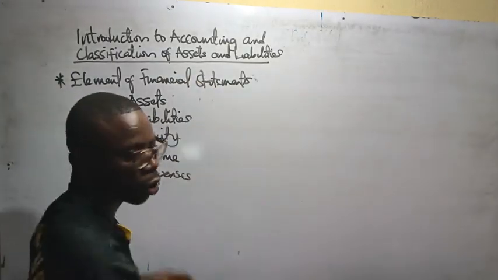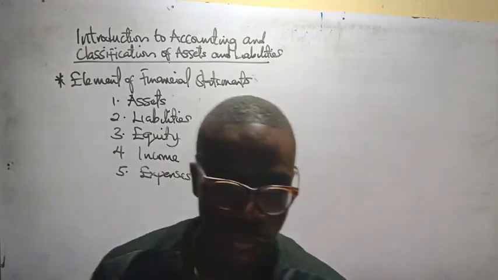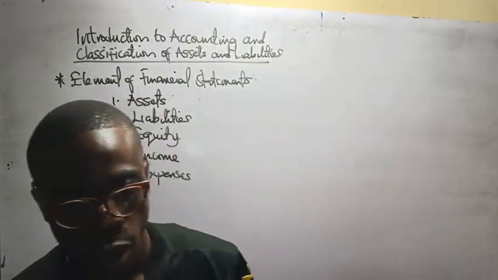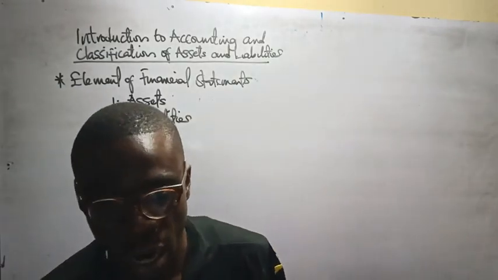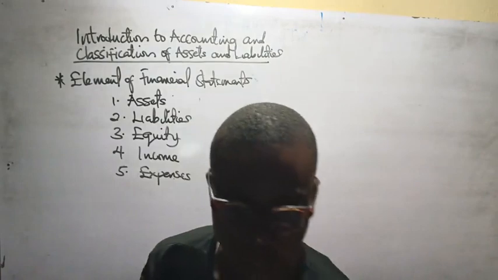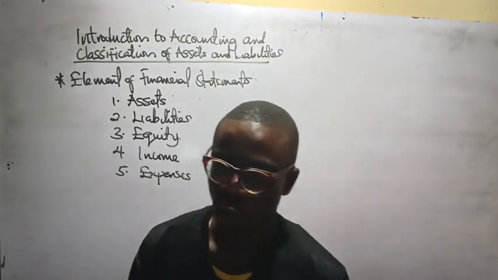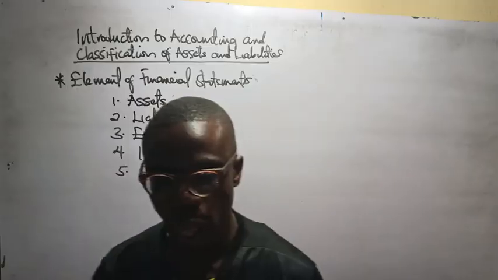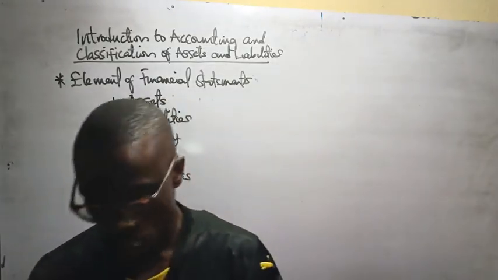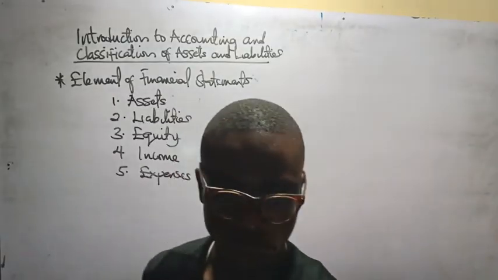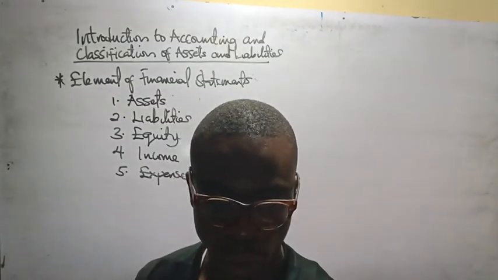What do you mean by income? Income arises from the business's ordinary daily activities. That's when you make income. Let's imagine you are into sales of cars. As you are selling the car, you'll be making money, and money will be coming into the business. That's what is referred to as income.